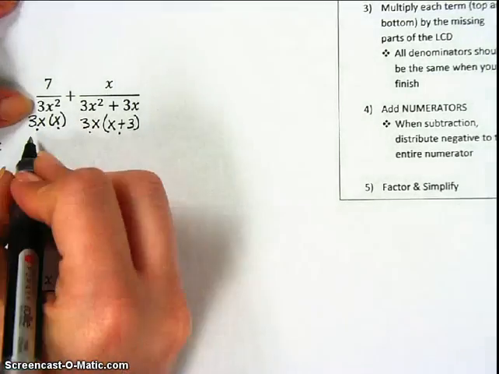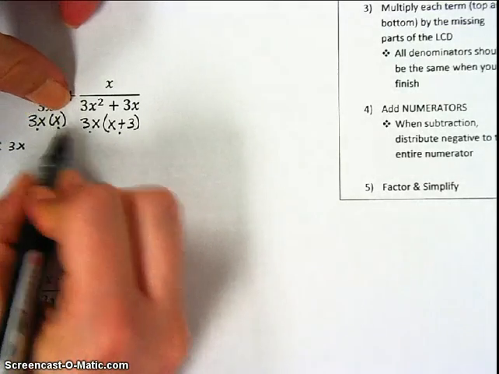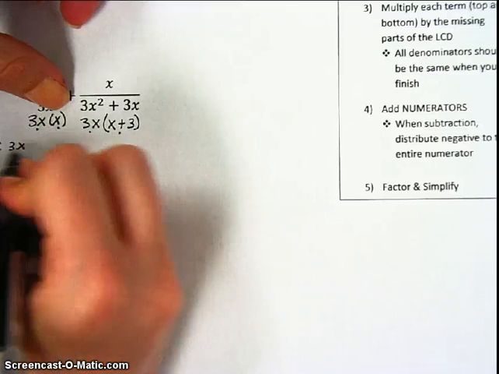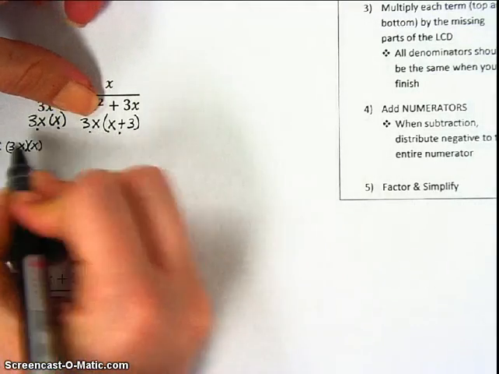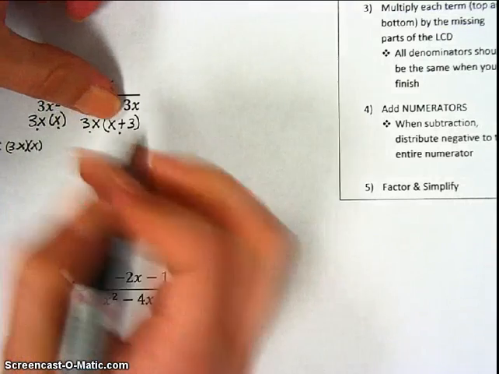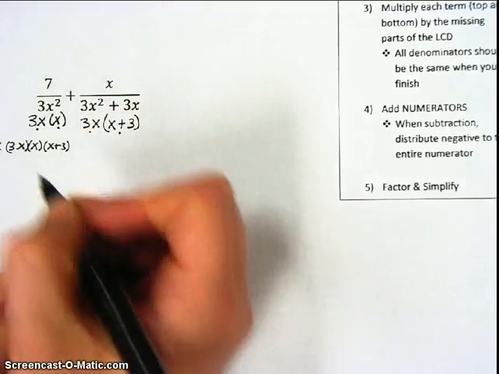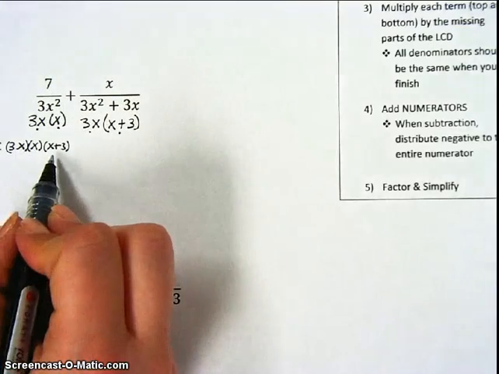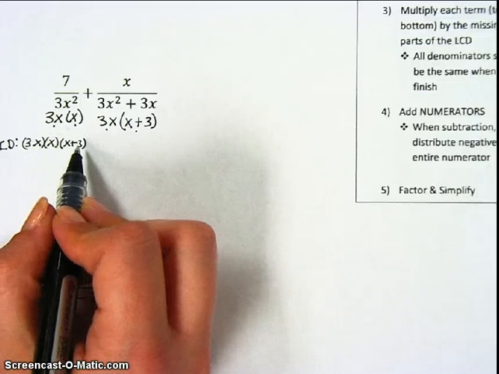We know it has to have a 3x in it. We know it has to have an x in it because this one doesn't have a plain x. So we've got a 3x, an x. This one has a 3x, which we've already used. And then it also has an x plus 1. So our least common denominator is going to be the culmination of all those things. Every piece has to have a 3x, an x, and an x plus 1.